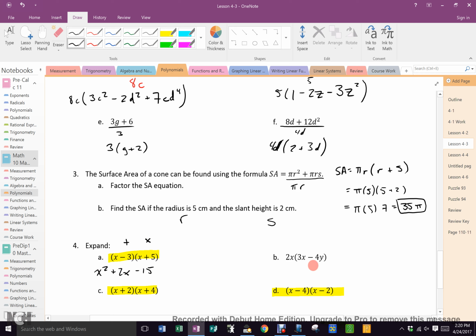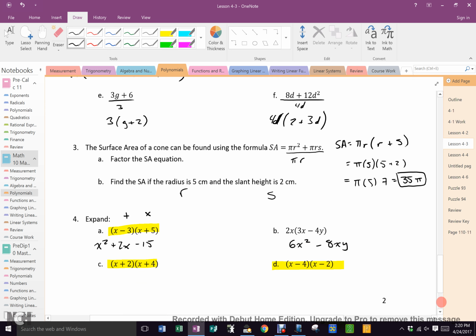This one, no shortcut. What's the answer? 6x squared minus 8xy. Shortcut here? Yes or no? Yes. X squared. What do I do with 2 and 4? Add them first to get 6x, then multiply them to get what? 8. Shortcut here? Yeah. What do I do with them first?